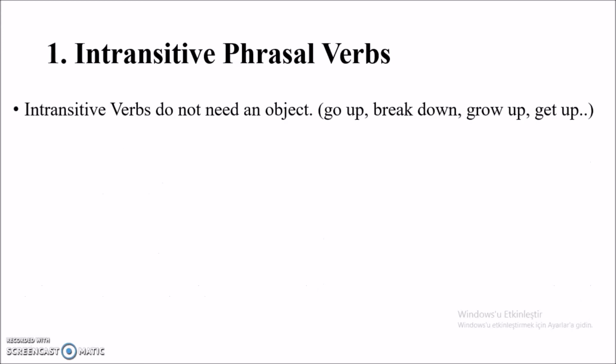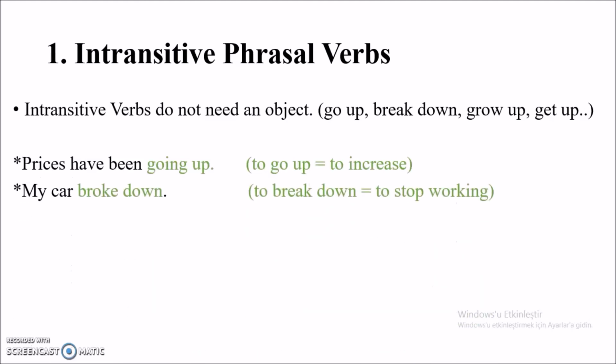Intransitive phrasal verbs is the first group, and those verbs do not need an object. Okay? Some examples for this group are go up, break down, grow up, or get up. There are many different phrasal verbs, and they are intransitives. Now you will understand what we mean.